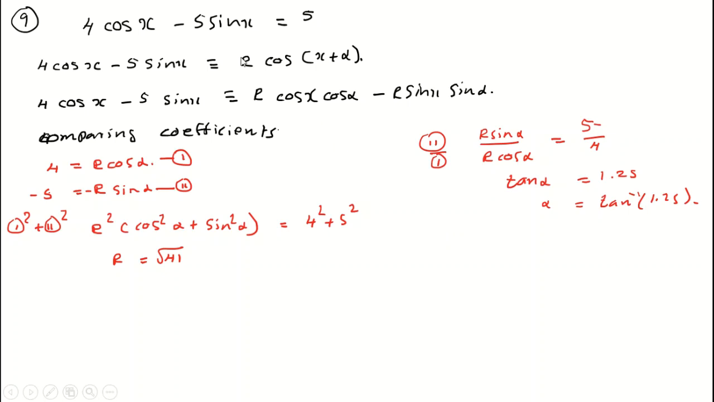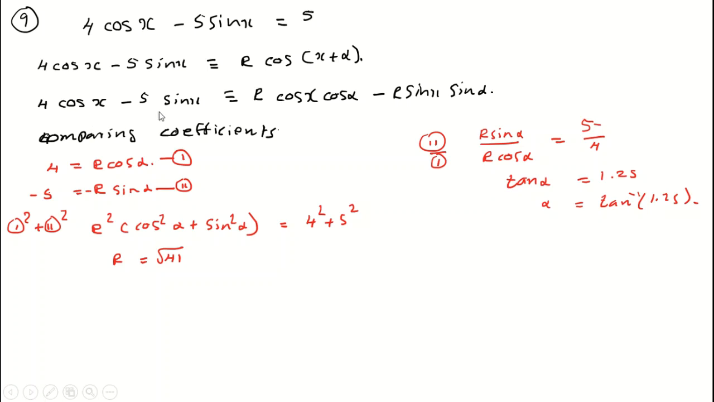We'll take another example. 4 cos x minus 5 sin x equals 5. Here in this case I have taken it in the r cos(x plus alpha) form. Any form you can make use of. So 4 cos x minus 5 sin x is equal to r cos(x plus alpha).